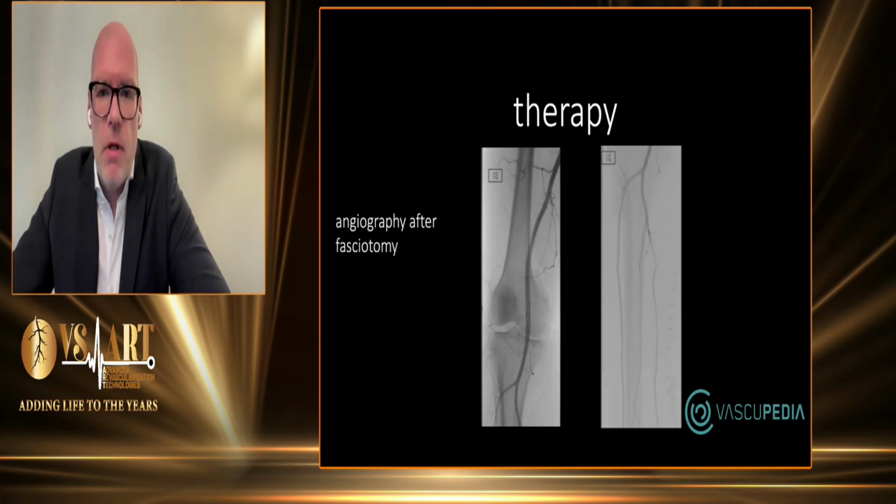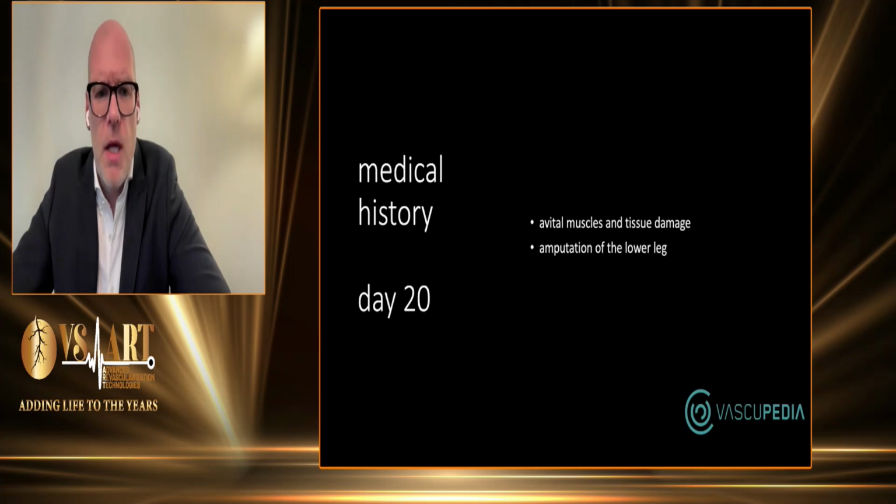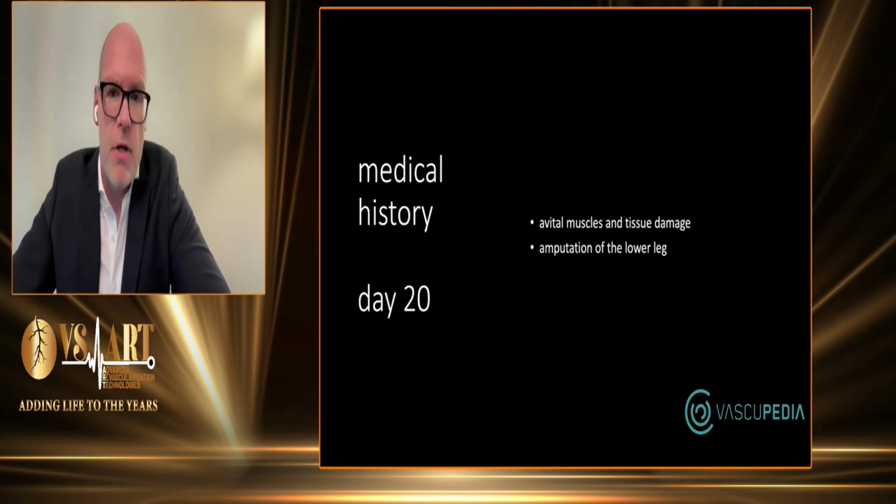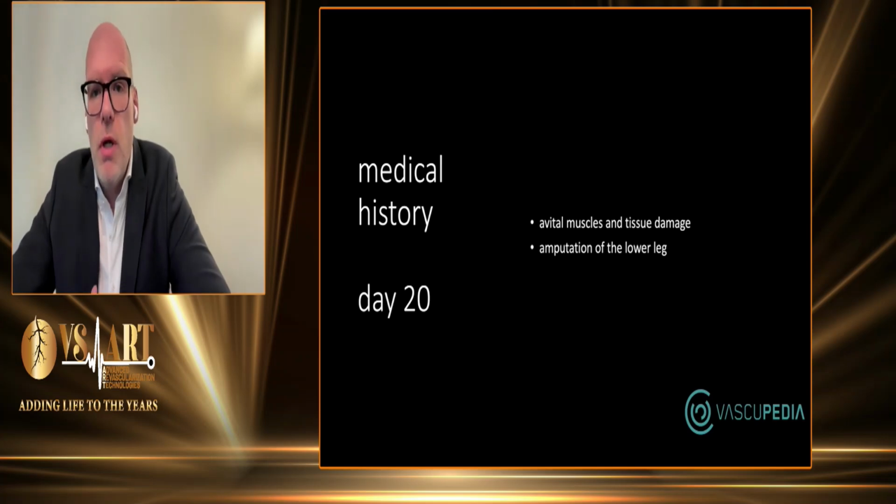So it was very helpful for the patient, but at day 20, the avital muscles came through and the tissue damage was so bad that we had to amputate the whole leg. For that young patient, it is a disaster, in my opinion. But as a vascular surgeon and endovascular specialist, in my opinion, it was the best treatment to go endovascular first and hope to get better tissue. But it was maybe too late for that one. So it's the best way to go endovascular first, but it's a disaster case.